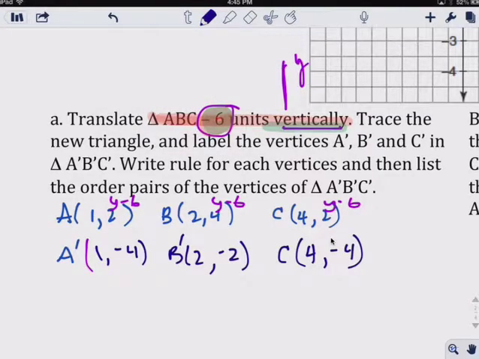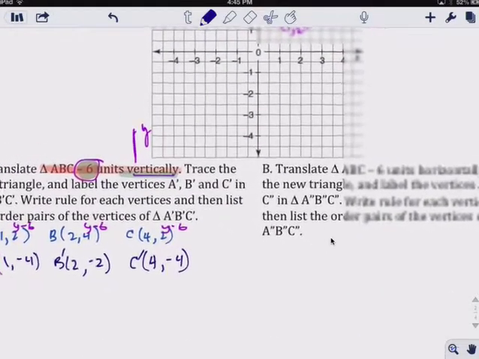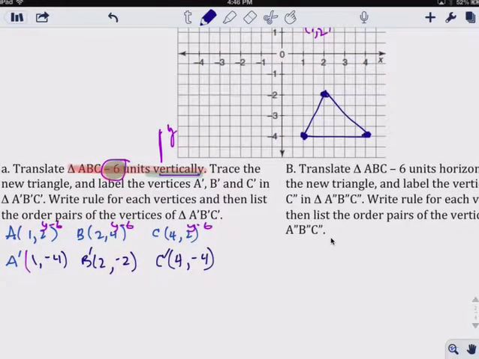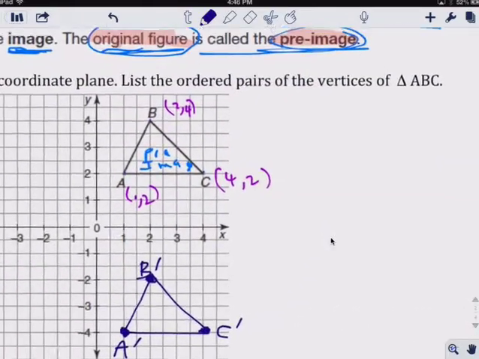I'm going to use that to graph (1, -4), (2, -2), and (4, -4) right there. I'm going to graph that and connect them. Oh, and it's important to label because it says label the vertices. Okay, so (1, -4) is A prime. (2, -2) is B prime, and C prime right there. Okay, and check and make sure they look similar.